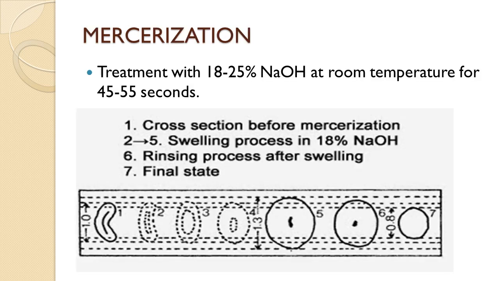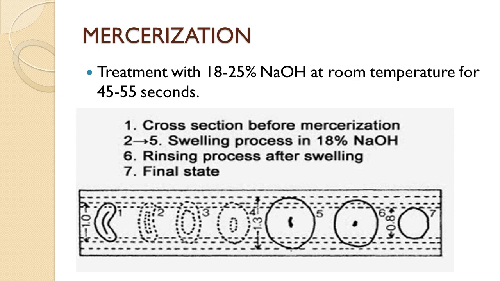Next process is mercerization. Mercerization is a process in which we give treatment to the cotton fabric with 18 to 25% caustic at room temperature for 45 to 55 seconds. So this is the dwell time for the mercerization process. We know that in case of mercerization, initially the cotton fiber cross section is of kidney shape or bean shape. So it is getting converted into a round enough form, circular form. So ultimately we increase the surface area of the cotton fiber.